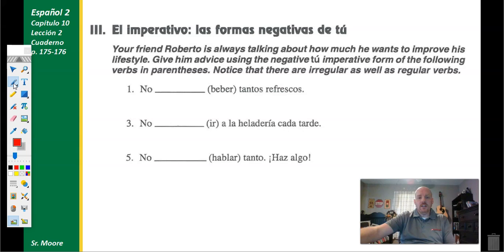Notice that we have some irregular verbs in this activity as well as regular verbs. So I hope you looked those up. I hope you checked to see from our previous lessons which ones are regular and which ones are irregular.